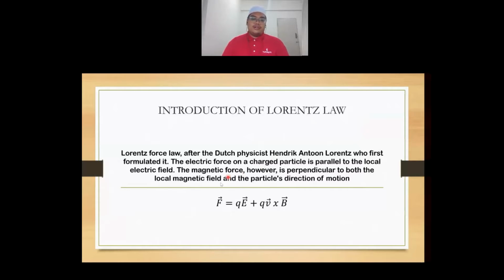This is the formula for the Lorentz force. QE is the electric force, and QV multiplied by B is the magnetic force.